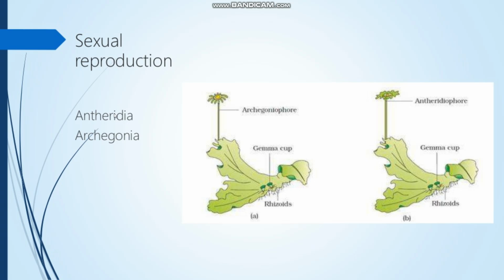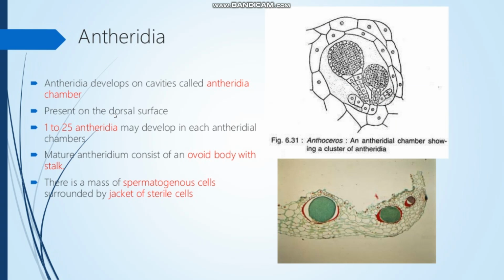Sexual reproduction is by antheridia and archegonia. First, antheridia develop in a cavity called the antheridial chamber, present on the dorsal surface. One to 25 antheridia may develop in each antheridial chamber. A mature antheridium consists of an ovoid body with a stalk. There is a mass of spermatogenous cells surrounded by a jacket of sterile cells.